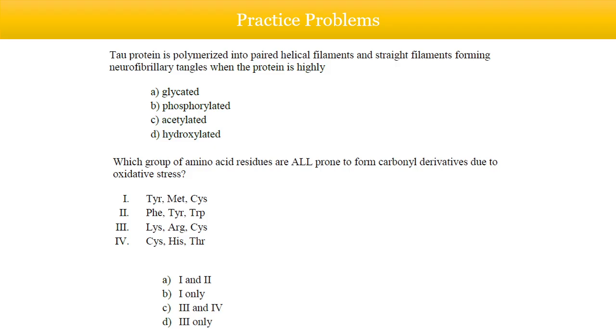And the next one says which amino acids are prone to carbonyl derivatives due to oxidative stress. So which group of amino acids? Oxidative stress can lead to formation of carbonyl derivatives on different residues: tyrosine can get hydroxylated, methionine gets oxidized, cysteines form disulfide bonds or other oxidized forms. Therefore, tyrosine, methionine, and cysteine will be the correct group.